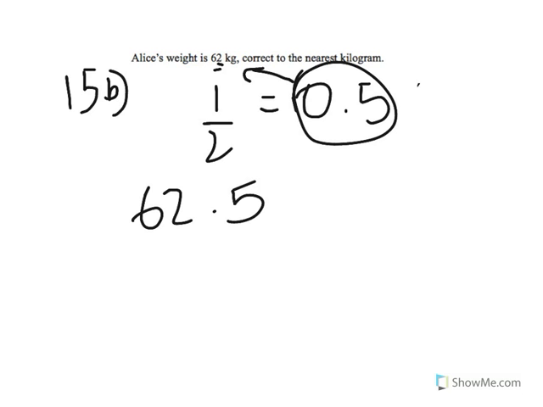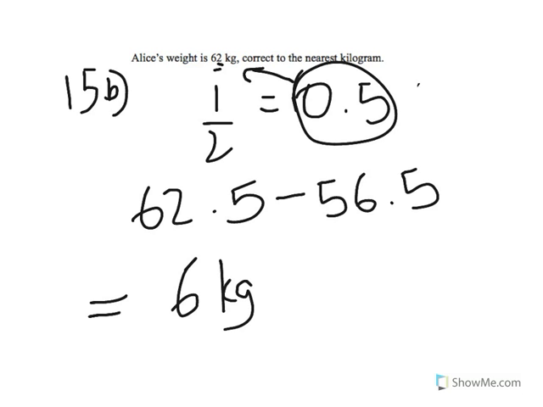And now the lower bound of Mia's weight, we saw it before, it was 56.5. So therefore the upper bound for the difference should be 62.5 minus 56.5, and that'll give you an answer of 6 kgs as the upper bound difference.